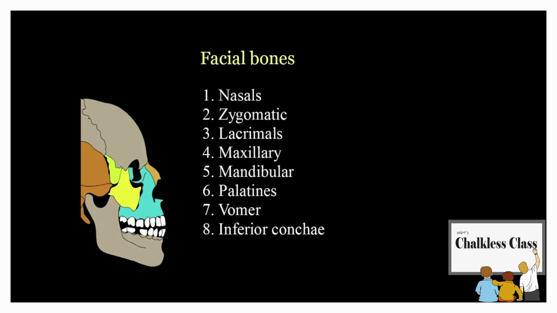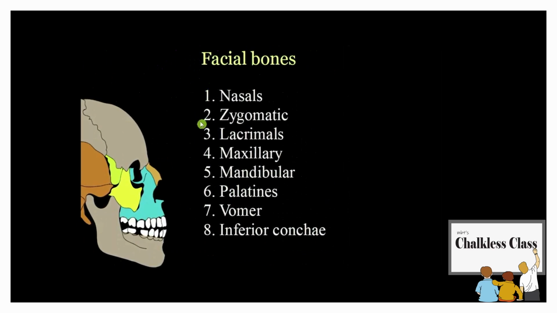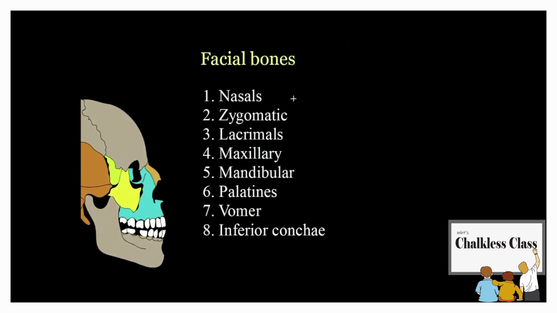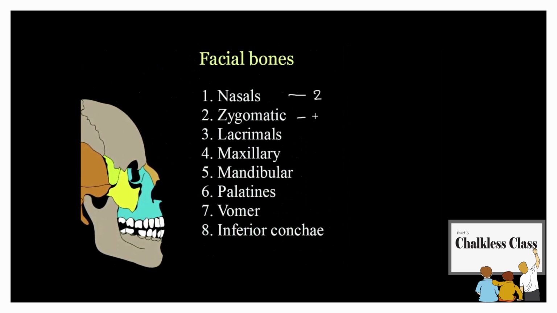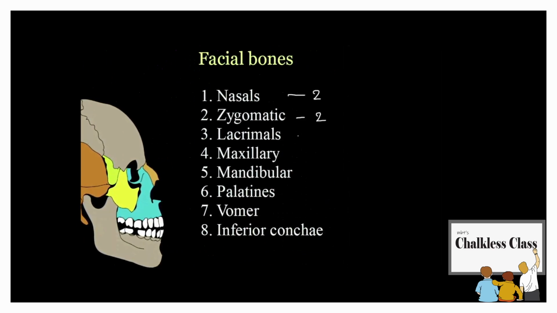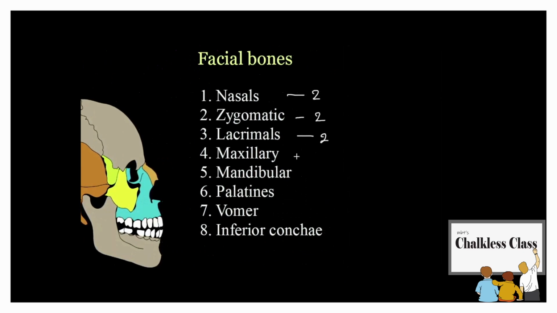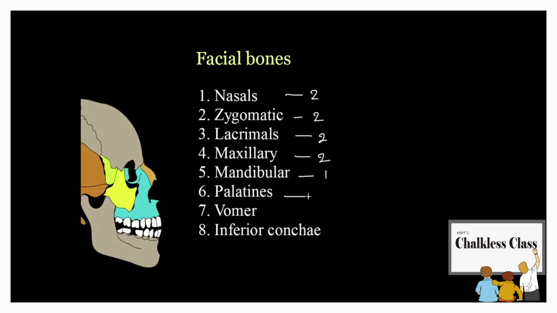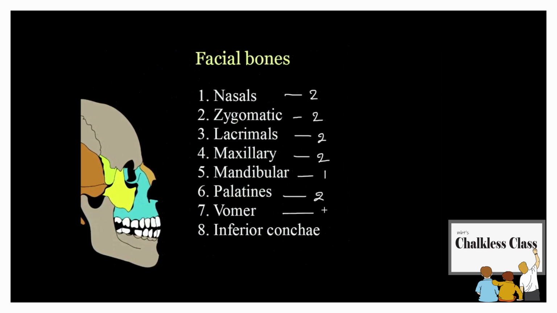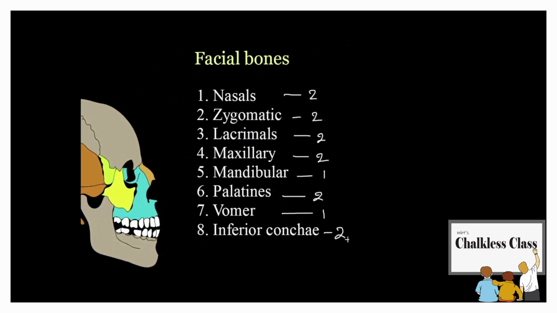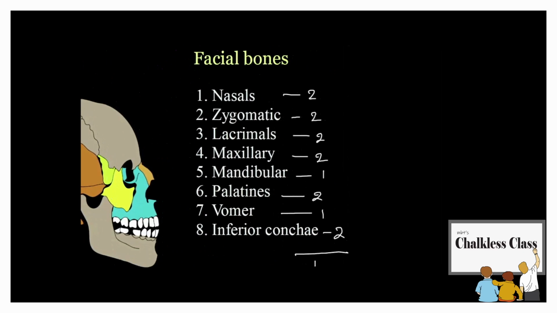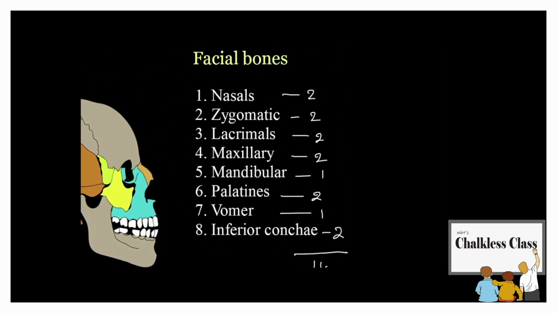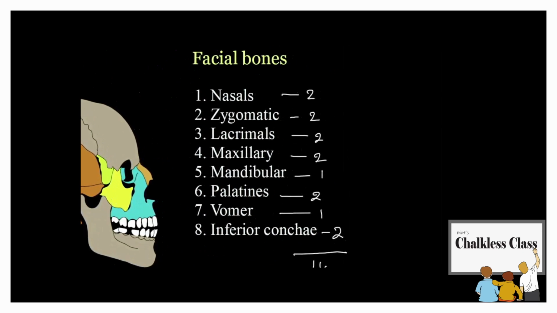Now, the facial bones. The facial bones are 8 types. Let us count these bones. Nasals are 2. Zygomatic bones are 2. Lacrimals are 2. Maxillary 2. Mandibular 1. Palatines 2. Vomer 1. Inferior concha 2. Total 14 bones are forming the face. These are called the facial bones.